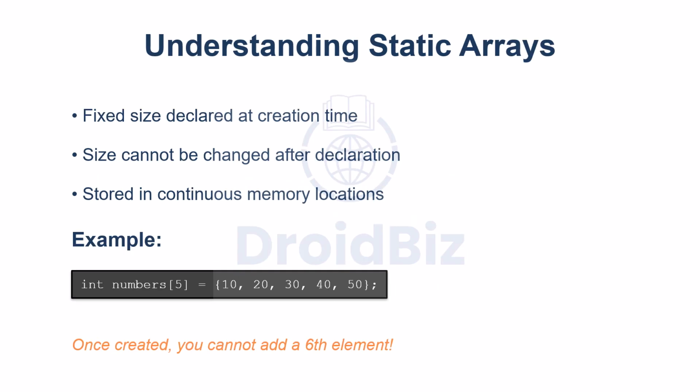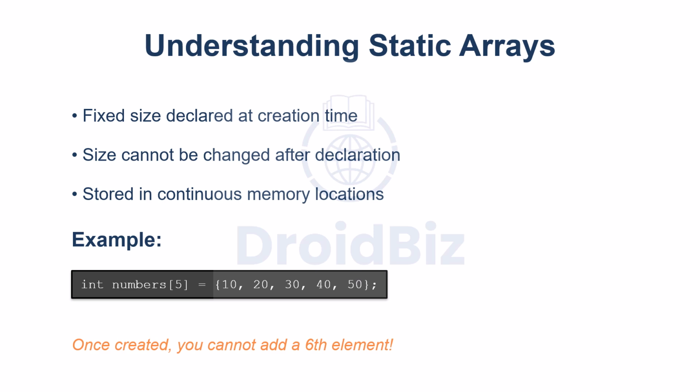Before we dive into dynamic arrays, let's quickly review static arrays to understand the difference. A static array is an array with a fixed size that must be declared at creation time. Once you create a static array, its size cannot be changed after declaration. Static arrays are stored in continuous memory locations, which makes them fast for accessing elements.